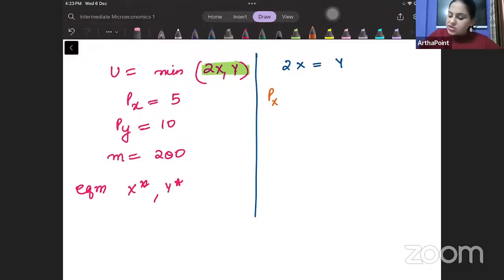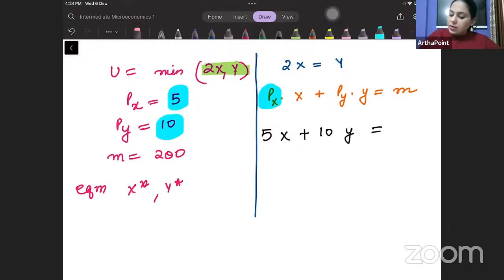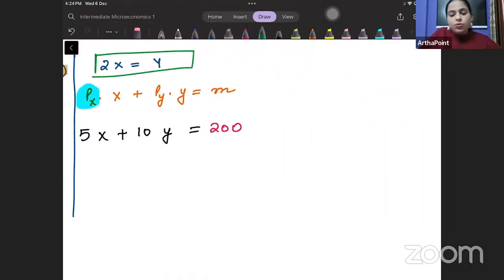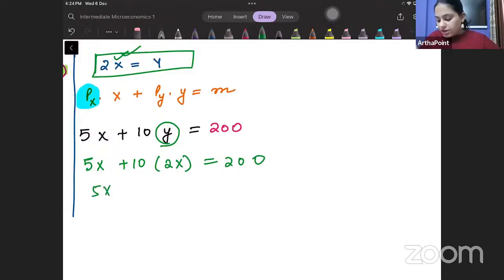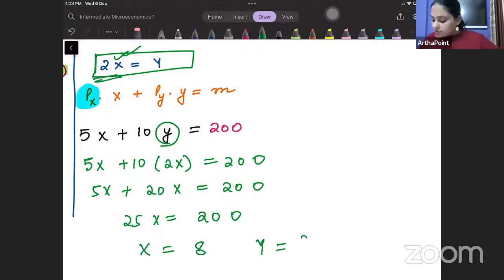Budget line का equation हो गया px into x plus py into y is equal to income of the consumer. So beta, px is 5 into x plus py is 10 into y. Income is 200. हाँ बेटा. So what will you get? We know that 2x should be equal to y. तो y की जगह पे 2x plug कर सकते हैं ना. So we will get 5x plus 10, 2x equal to 200. So 5x plus 20x equal to 200. 25x equal to 200. X is equal to 8. Y is 2 times x. This will be 16. अब satisfy हो गया.